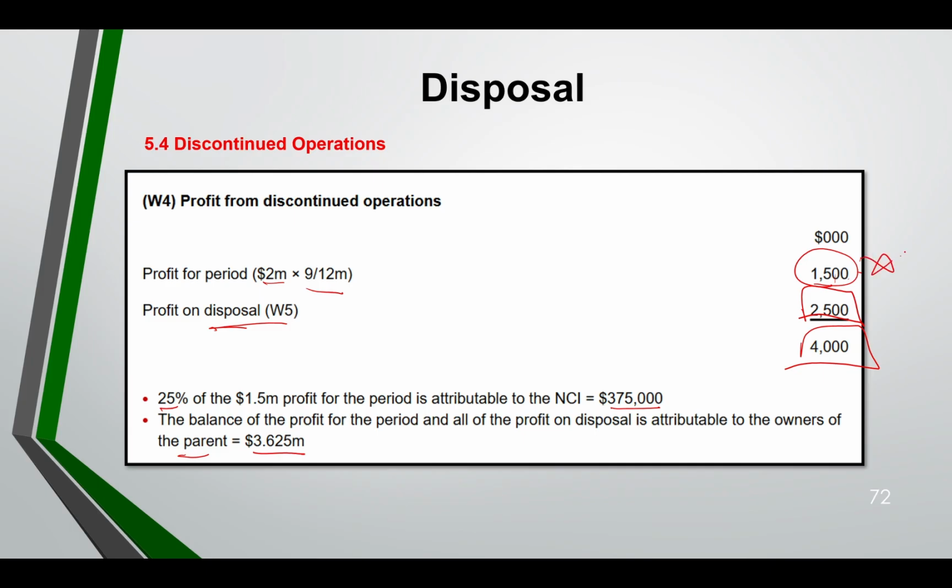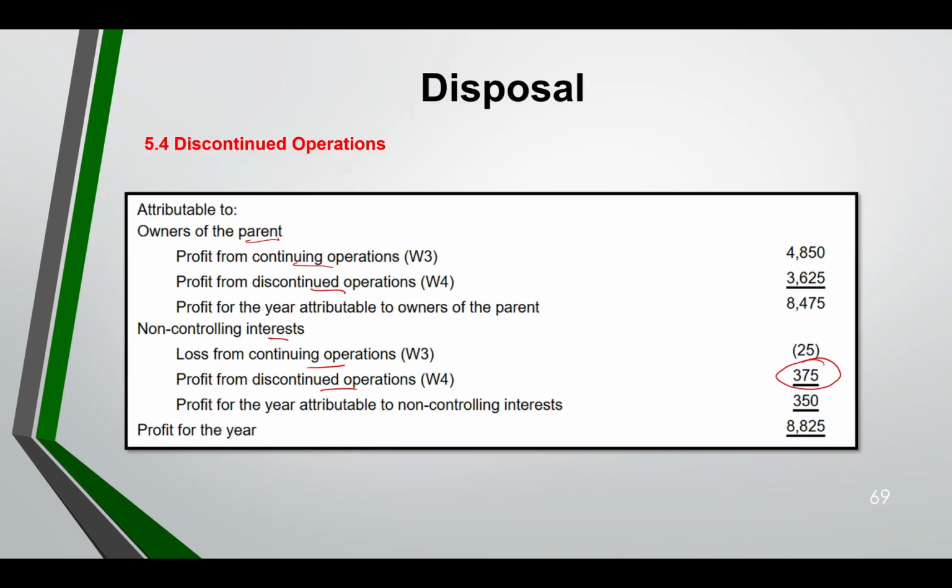But here this 75% will go to the parent. So if you add them together, it is 3625, which is this 3625 we have been talking about.